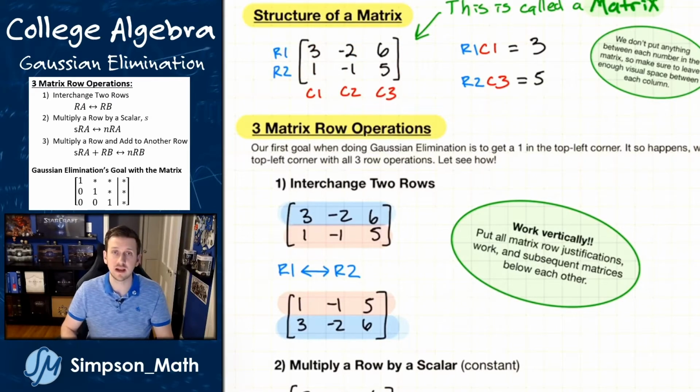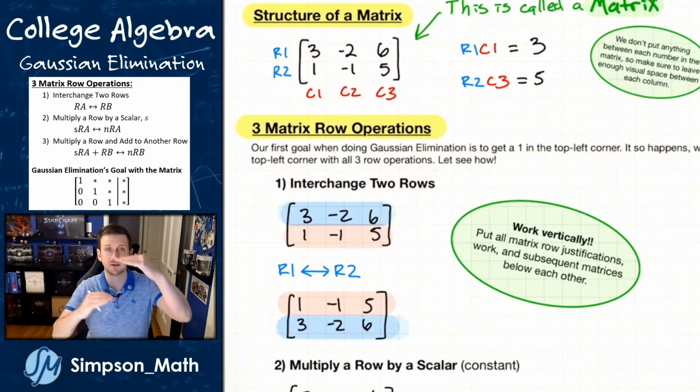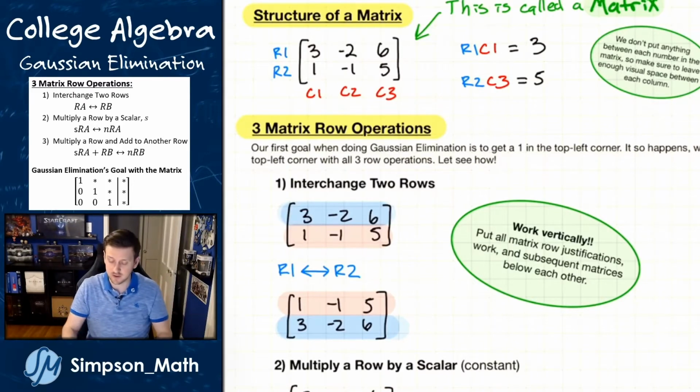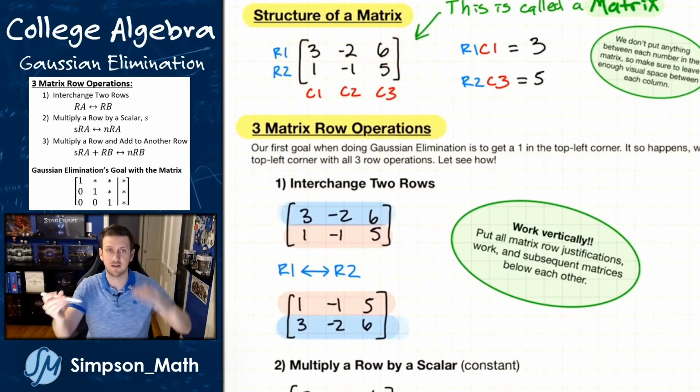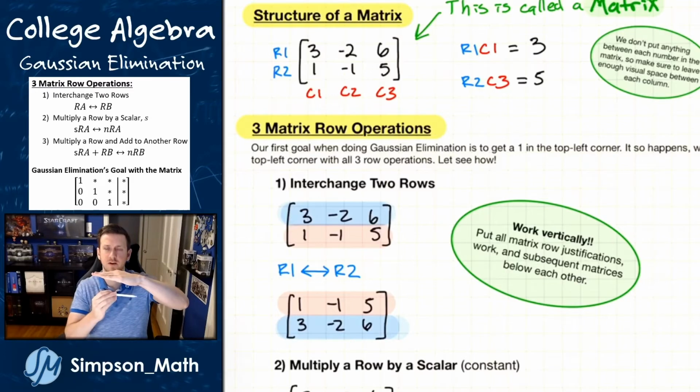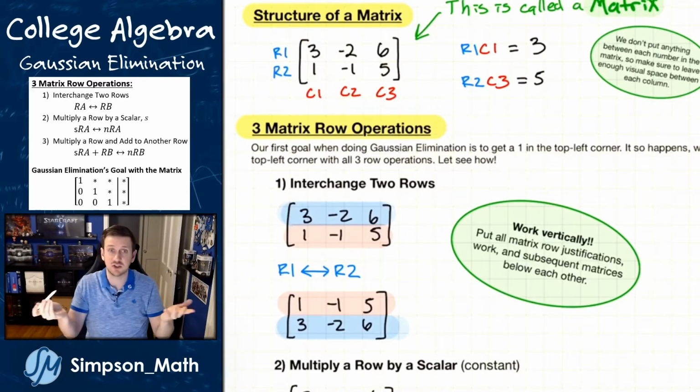One thing that I can do is just interchange the 2 rows. Just think about this. If I have the 2 equations that I showed you a second ago, 3x minus 2y equals 6, and that one below it, there's nothing special about which one I write first and which one I write second, right? I could just simply change their order. That doesn't change the solution.